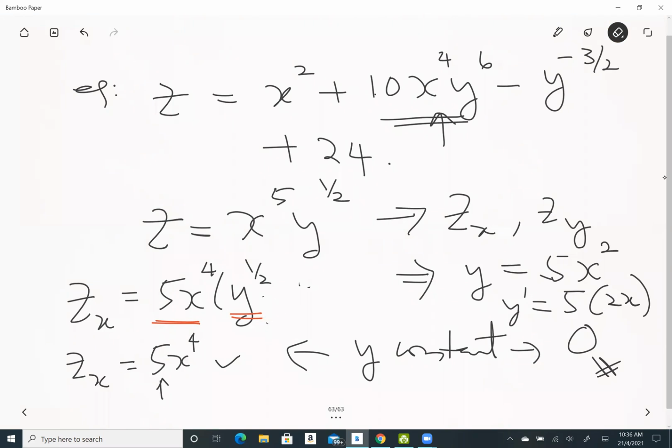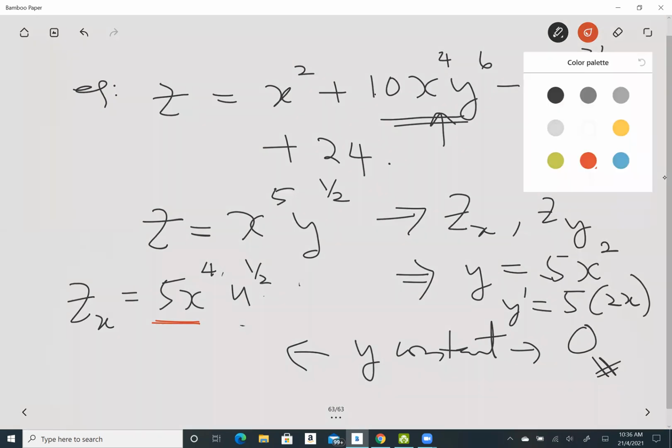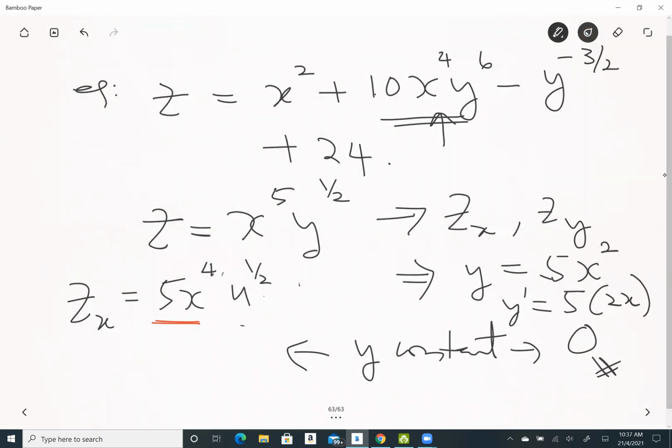Okay, Nabila, do you understand what I'm trying to say? Yes, thank you, sir. So it's like this. In order to think of that y as a constant, when we start to learn about this, we treat y as a constant. So what you can do, you write z is equal to, because y is a constant and you want to find zx, you put y as a coefficient of x to the power of 5.